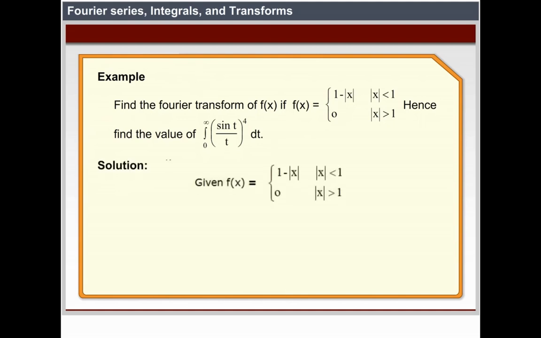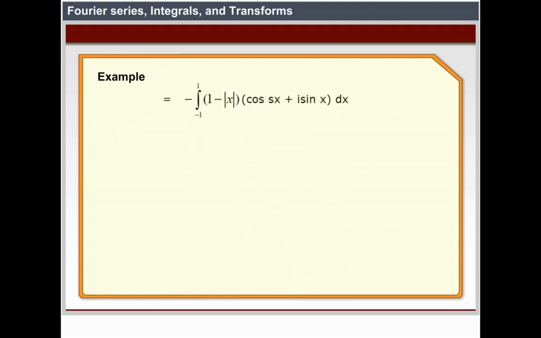Solution. Given f(x) = 1 − |x| for |x| < 1 and 0 for |x| > 1. Then F(s) = integral from −∞ to +∞ of f(x) e^(isx) dx = integral from −1 to +1 of (1 − |x|) e^(isx) dx = integral from −1 to +1 of (1 − |x|)(cos sx + i sin sx) dx.